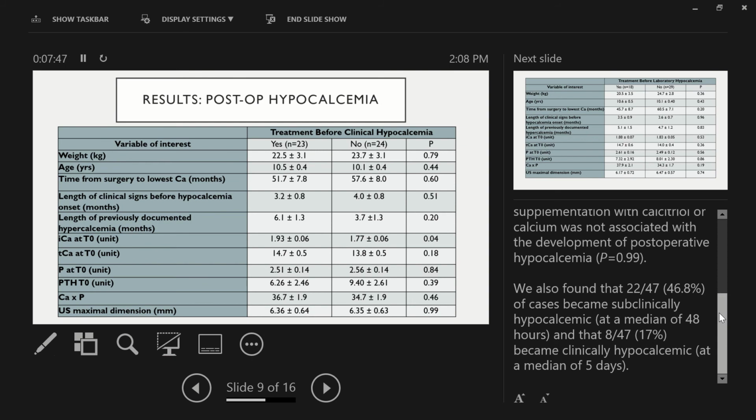And then a couple other interesting statistics that we were able to pull from some of this information was that we found that 22 out of 47, or 46.8% of cases became subclinically hypocalcemic at a median of 48 days, and that 8 out of 47, or 17%, became clinically hypocalcemic at a median of 5 days. So there was a long break of time before they even developed this clinical or even subclinical hypocalcemia.